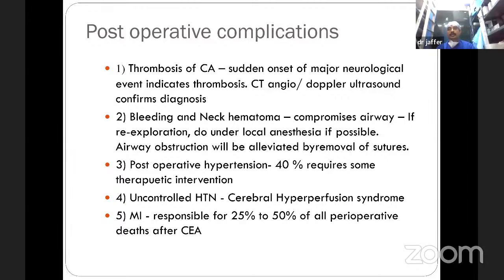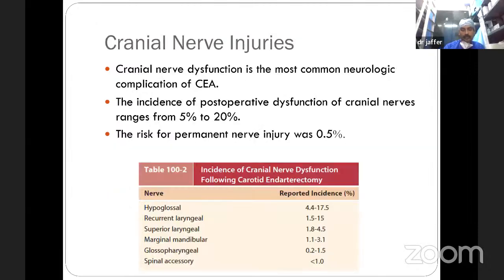And post-operative hypertension develops in about 40% of the patients. They require some form of therapeutic intervention. If there is uncontrolled hypertension, then the patient develops cerebral hyperperfusion syndrome. This usually occurs within 2 to 7 days after the surgery. The patient can also develop perioperative MI, which is responsible for 25 to 50% of all perioperative deaths after carotid endarterectomy. Cranial nerve injuries are also seen, especially of the hypoglossal nerve, which is most commonly affected, because these are the nerves which pass close to the common carotid.